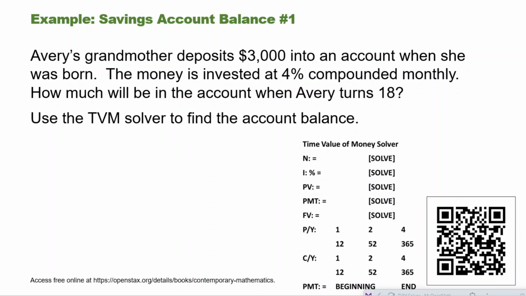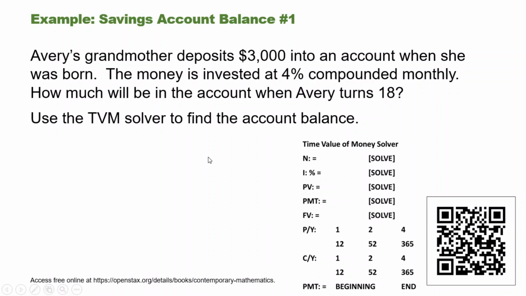Example, savings account balance number 1. Avery's grandmother deposits $3,000 into an account when she was born. The money is invested at 4% compounded monthly. How much will be in the account when Avery turns 18? Use the TVM solver to find the account balance.